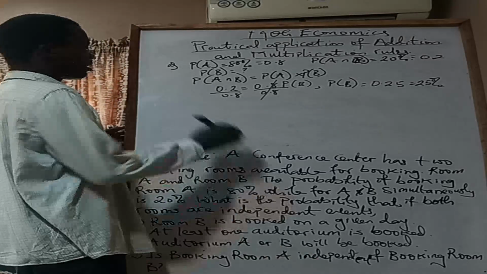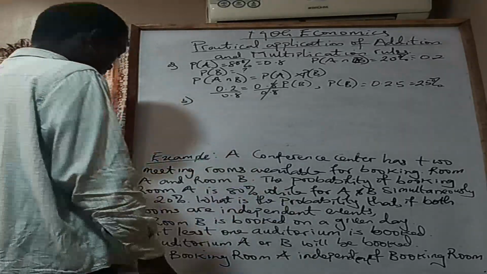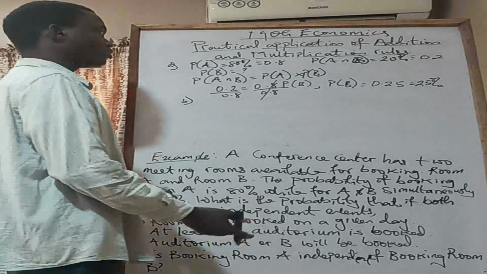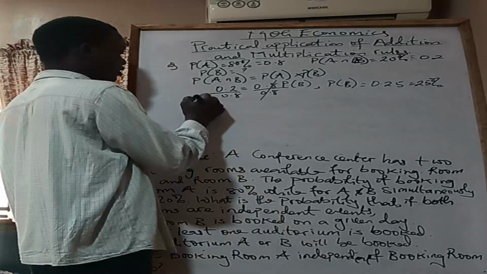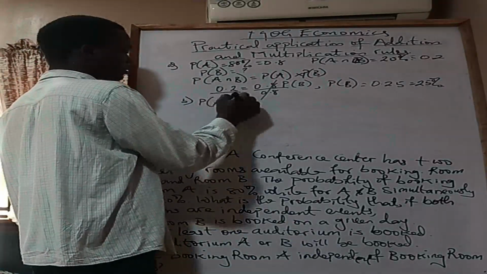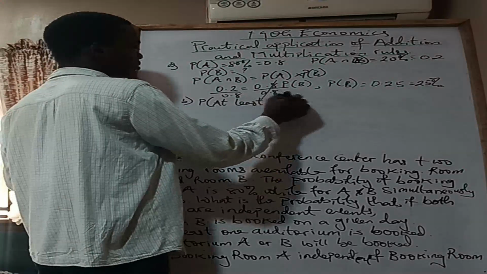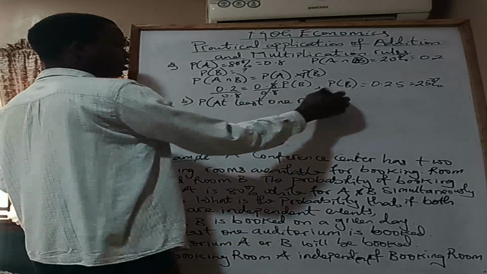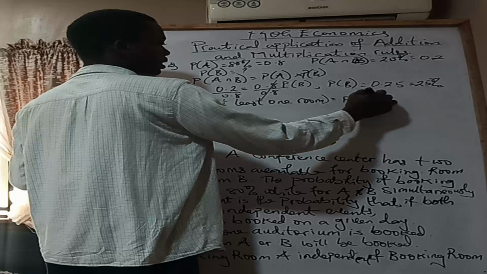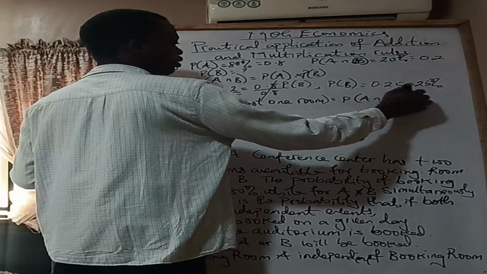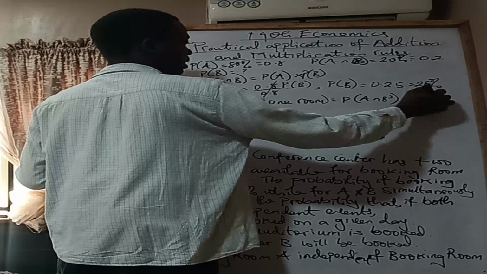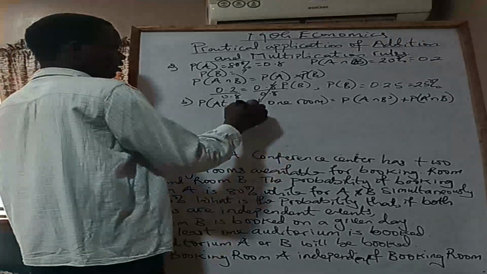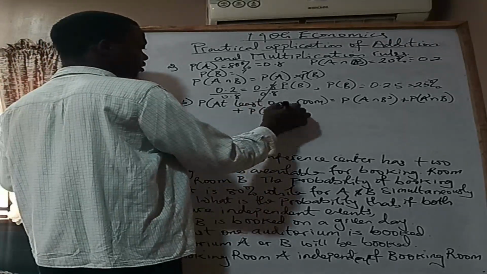Alright, so that's it. Then question B says, what's the probability of booking at least one auditorium? If you recall the formula, at least one room, just to save us space, equals probability of booking A and not booking B, then plus probability of not booking A and booking B. Of course, we understand complements from the previous series. Then plus probability of booking A and B.